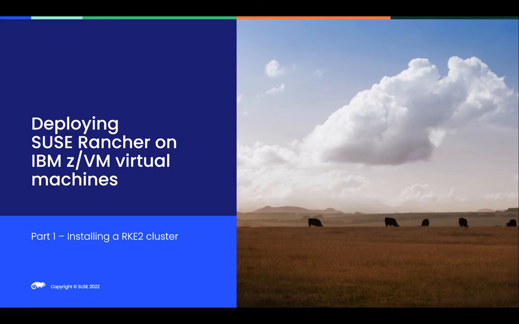This video will demonstrate how to install SUSE Rancher Kubernetes Engine version 2, commonly referred to as RKE2, on SUSE Linux Enterprise Server, running as virtual machines on an IBM z/VM hypervisor. The VMs have access to the internet. The container workload for this Kubernetes cluster will be the SUSE Rancher Multi-Cluster Manager, also known as Rancher Manager. Another video will show how to deploy and run Rancher Manager on this RKE2 cluster.